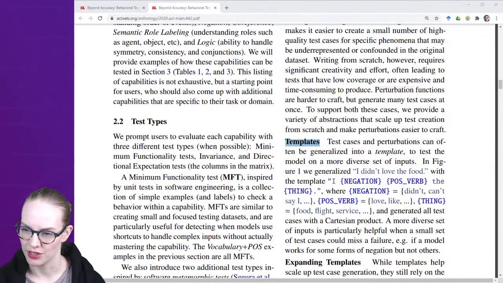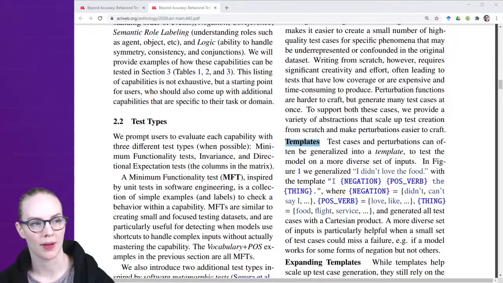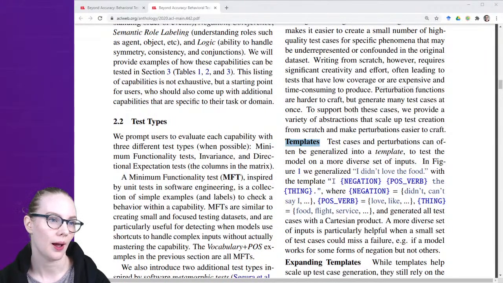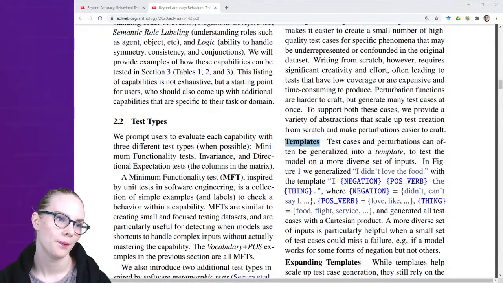A more diverse set of inputs is particularly helpful when a small set of test cases could miss a failure, e.g. if a model works for some forms of negation, but not others. So your model always works for didn't, but never works for can't say I. That's something that you would want to know. And I will say that templates like this work best with languages that don't have a lot of complex morphology and agreement between words. If you have things like a very rich case system, or in this case, I think for most languages with gender that I'm particularly familiar with, it shouldn't be a big issue, but for things that have more agreement between words, you need to be a little bit craftier.